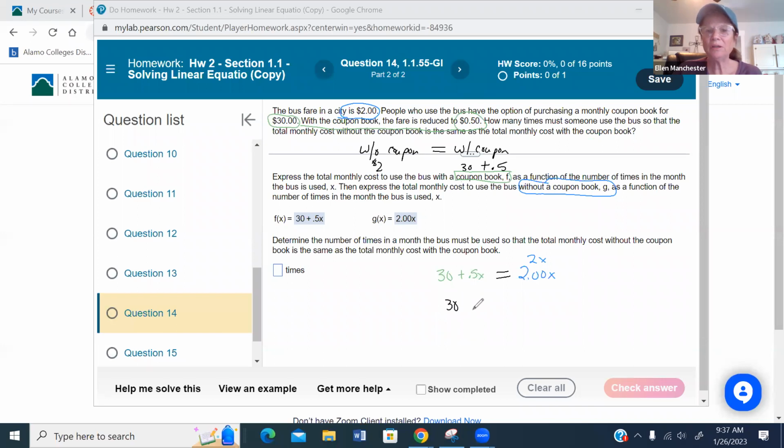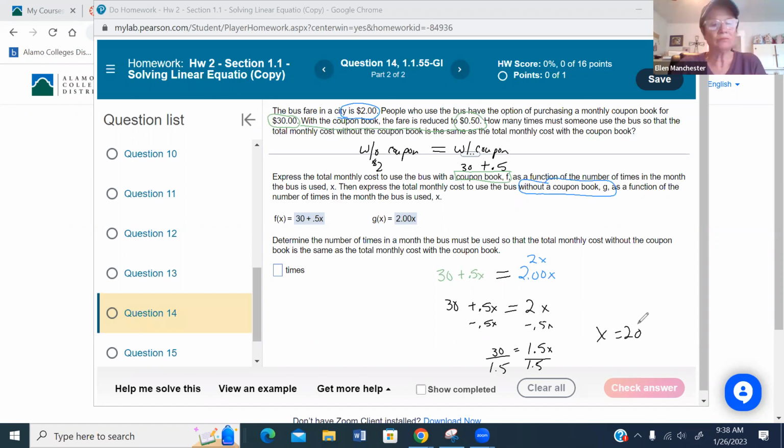Okay, so here's our equation. We have 30 plus 0.5x. This is with the coupon book. When is that going to be equal to without the coupon book? Straight equation. Now all you have to do is get your x's together. So we have 1.5x equals 30. And notice it doesn't matter which way I go. I can move my variables to the right, numbers to the left, or variables to the left and numbers to the right. So I have 30 divided by 1.5. So I'm dividing both sides by 1.5. And I get x equals 20.